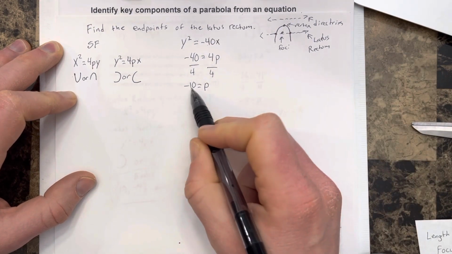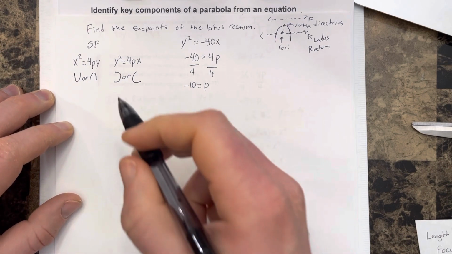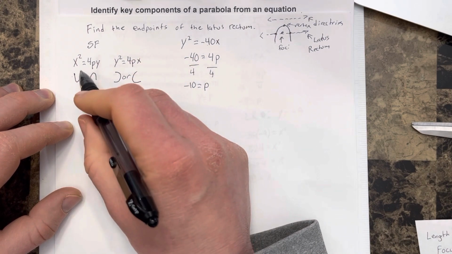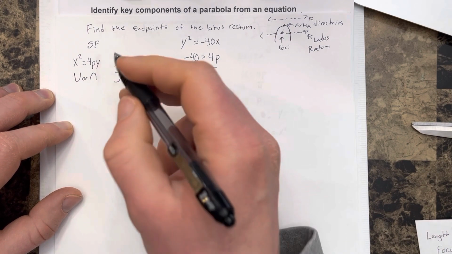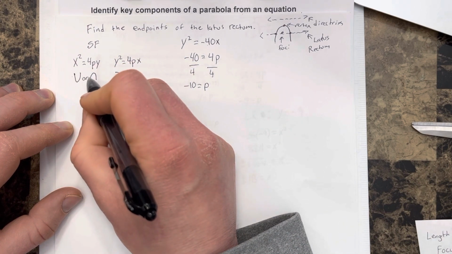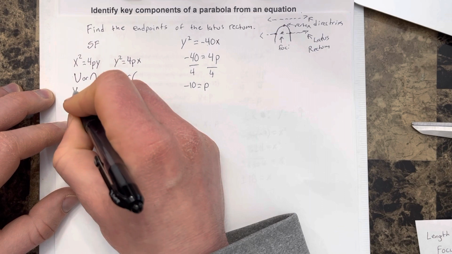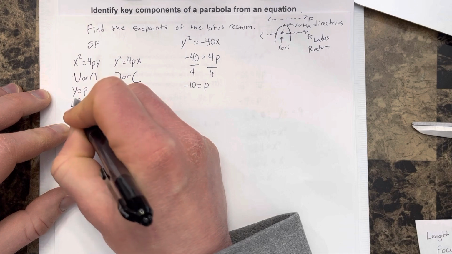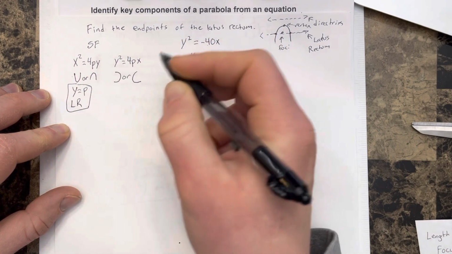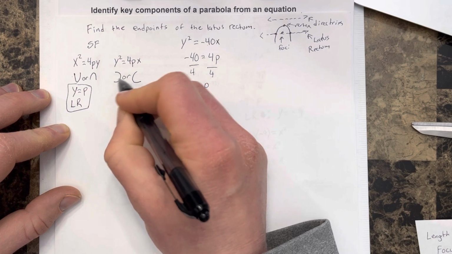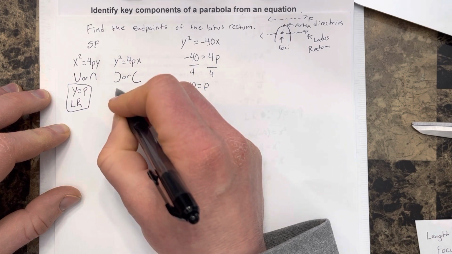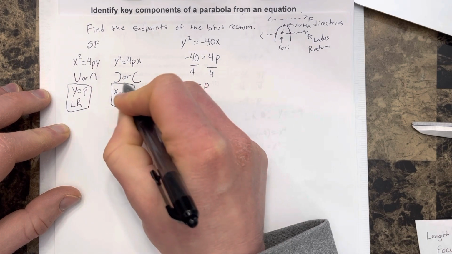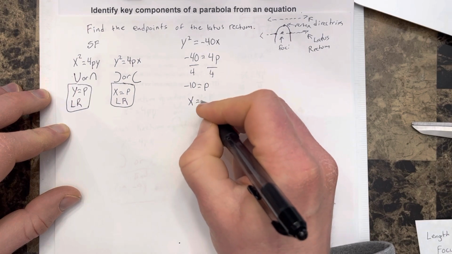Now, once we have p equal to negative 10, we can go ahead and write out what the equation would be for the latus rectum. So for equations where we have x squared equals 4py, because they're upward and downward facing parabolas, the latus rectum is going to be y equals p. And then for sideways facing parabolas, our latus rectum would be x equals p. So when we get this negative 10 for p, we can say that x is equal to negative 10.